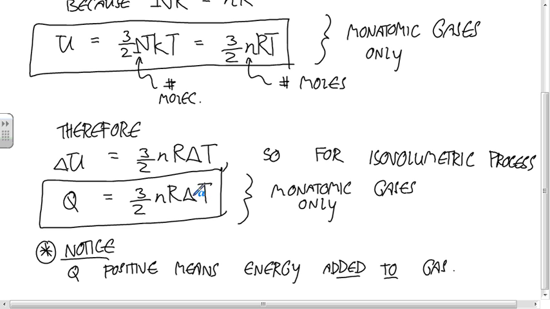And the way you know that is, if the temperature goes up, then delta T is positive, and that means that Q has to be positive. If the temperature goes down, delta T is negative, and then Q has to be negative. And to make the temperature go up, you have to add energy to the gas. Okay.